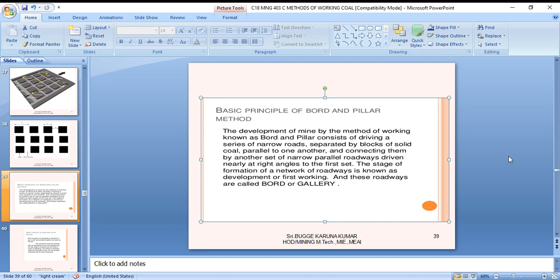The stage of formation of a network of roadways is known as the development or first working. These roadways are called board or gallery. That is, the wide end is called gallery, or sometimes called board.